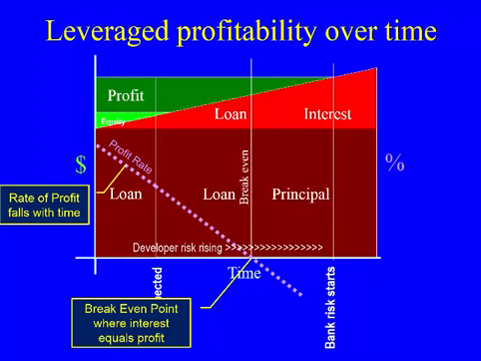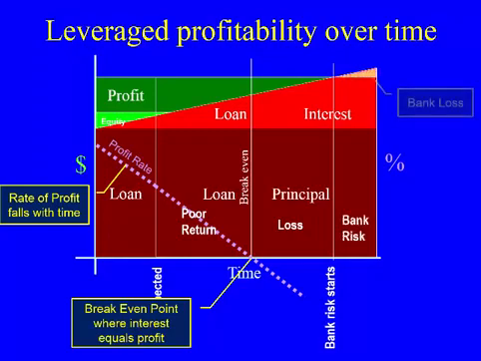However, in the example that we're pursuing here, once the interest cost gets to the point where it absorbs not only the profit, but all of the developer's equity as well, then the bank's risk begins. This is where the bank is not able to recoup from the development all of the loan principal plus all of the amassed interest. It's important to identify these 3 points in time.